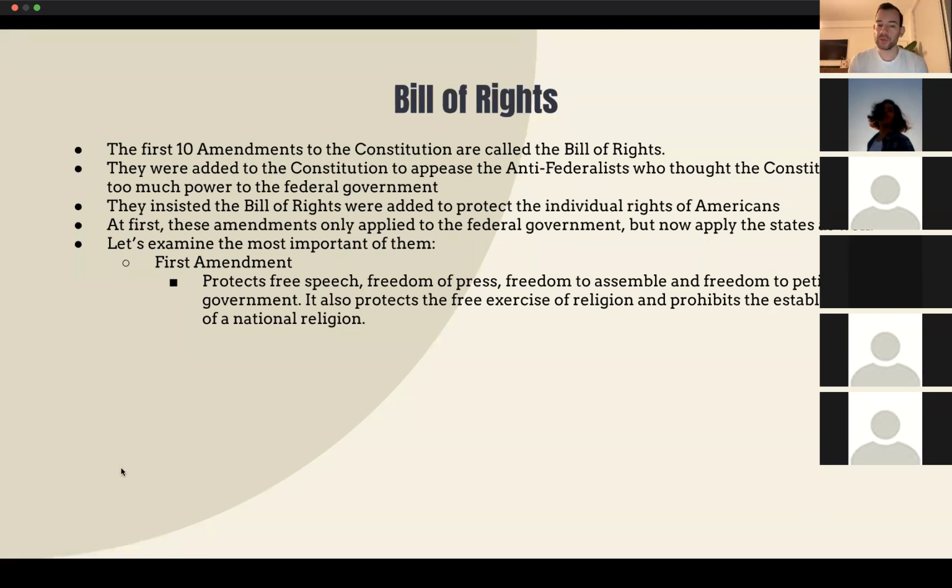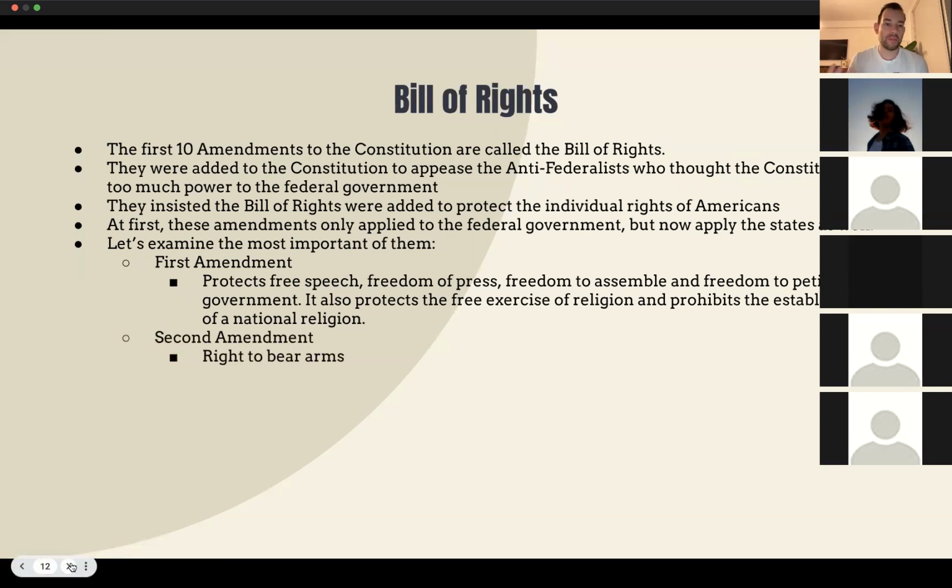The First Amendment also contains the freedom of the press, the freedom to assemble, and the freedom to petition the government for redress of grievances. It also, and very importantly, protects the free exercise of religion, so that the government can't stop you from practicing your religion, no matter what it may be. And it prohibits the establishment of a national religion. So the government can't say only one religion will be practiced here.